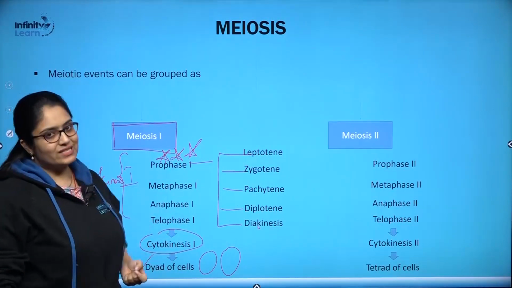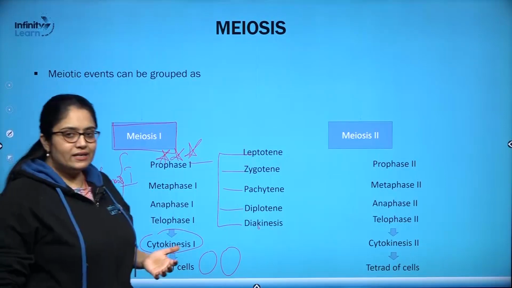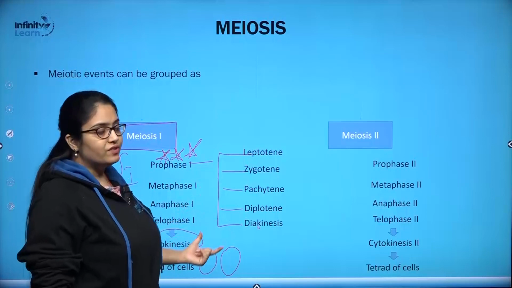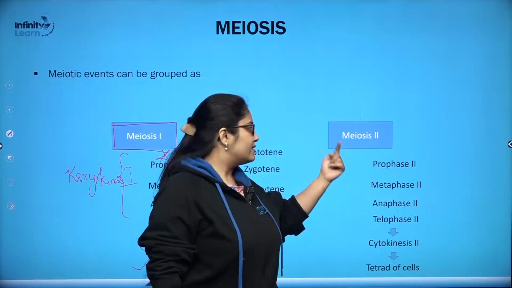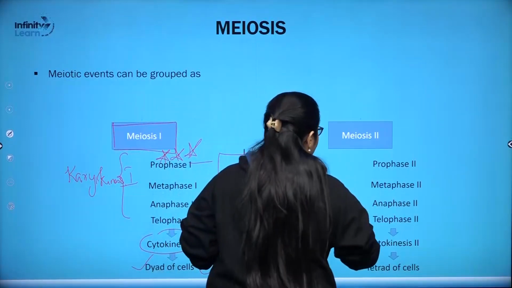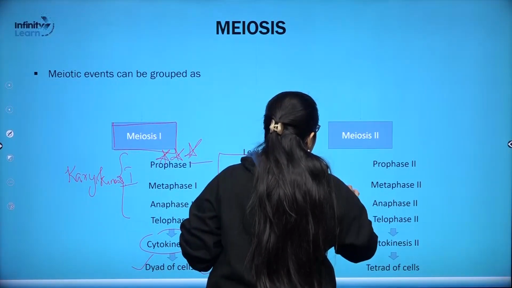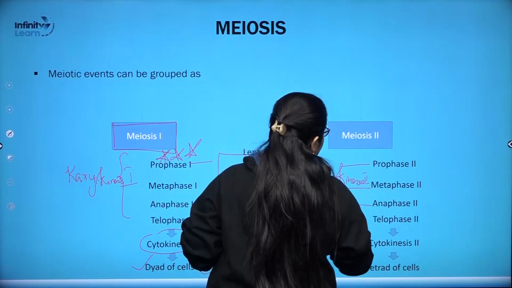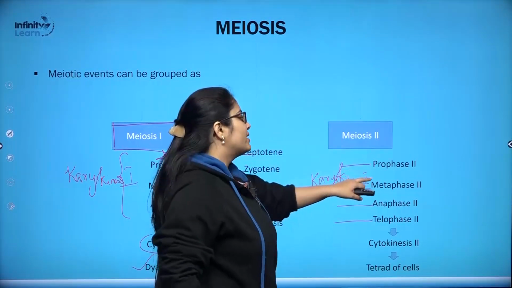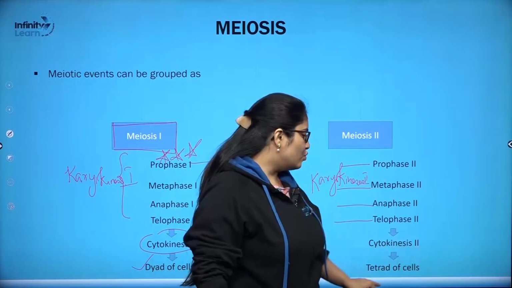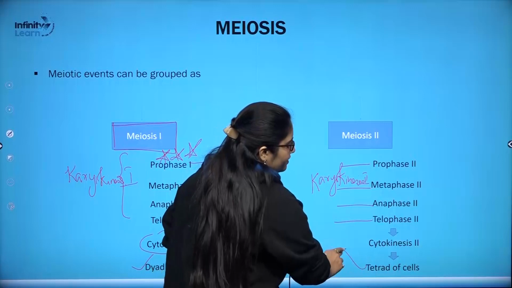Now each of the two cells in the dyad will enter into interkinesis, a short-lived stage, and then each of the two dyad of the cell will enter, after interkinesis, into meiosis 2. Meiosis 2 also has another cycle of karyokinesis. Here also karyokinesis will take place. It is known as karyokinesis 2, and these are the stages of karyokinesis 2: prophase 2, metaphase 2, anaphase 2, telophase 2, and finally there is cytokinesis 2, which will lead to formation of tetrad of cell.